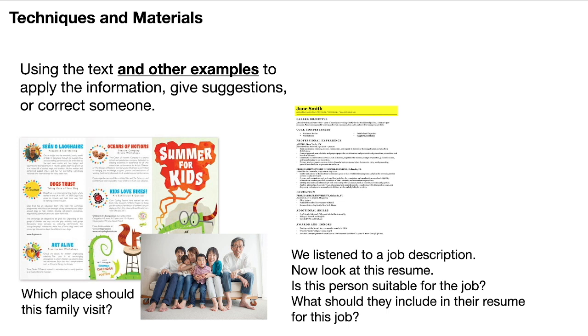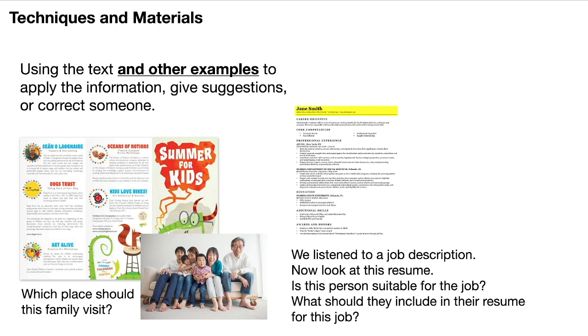Okay, you can also use the text with other examples to apply the information, give suggestions, or correct someone, okay? So for example, look at the first example here. We've got a brochure which is about summer activities for children. And then students are going to read the brochure, understand the main points and context, and then we show them an example family and we tell them, okay, these are their children, their age, what they are interested in, and then students have to use the content of the brochure to suggest places to visit to this kind of imaginary family.